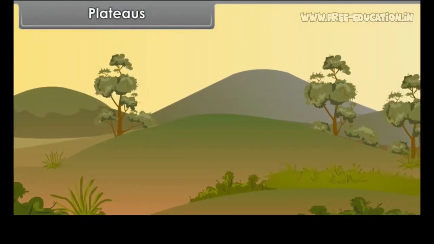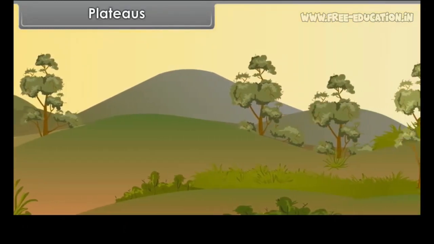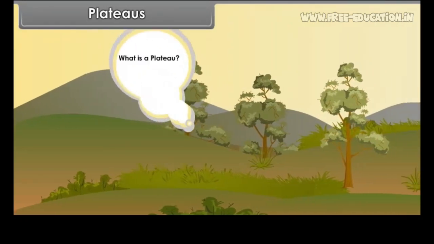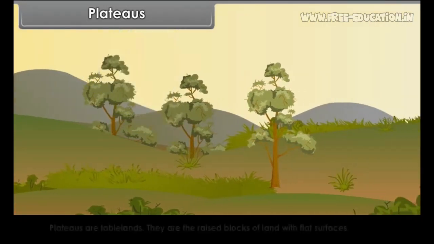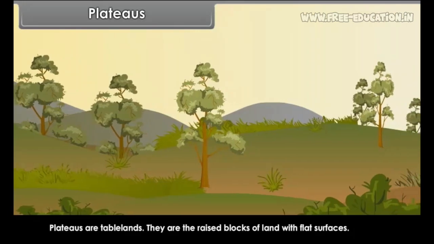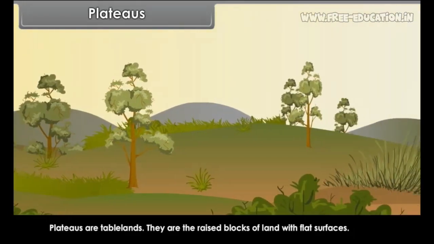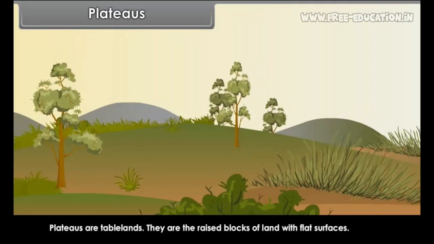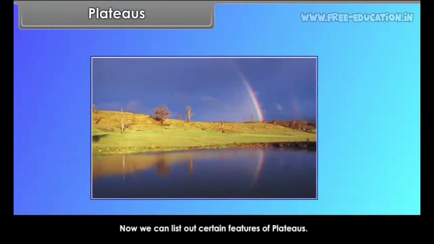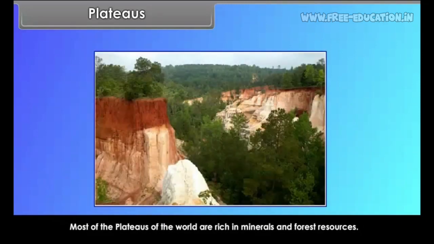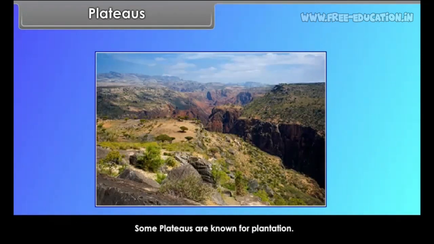Plateaus. The next type of landform is plateaus. What is a plateau? Plateaus are tablelands. They are the raised blocks of land with flat surfaces. Now, we can list out certain features of plateaus. Most of the plateaus of the world are rich in minerals and forest resources. Some plateaus are known for plantation.